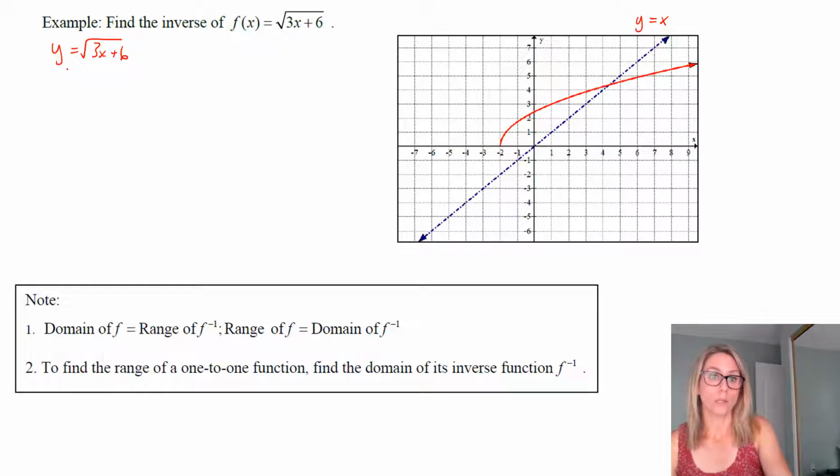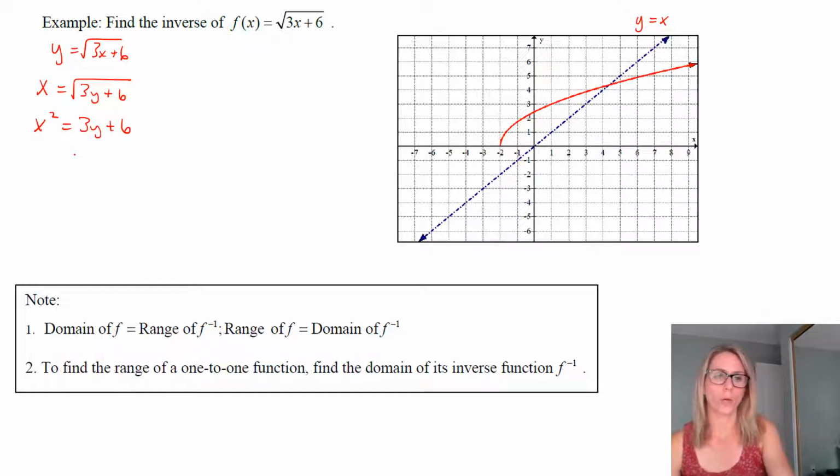We only see x once, yay. So we're going to switch those up. We're going to square both sides. That's going to free us from that square root. We'll have x squared minus 6. I'm now trying to solve for y.